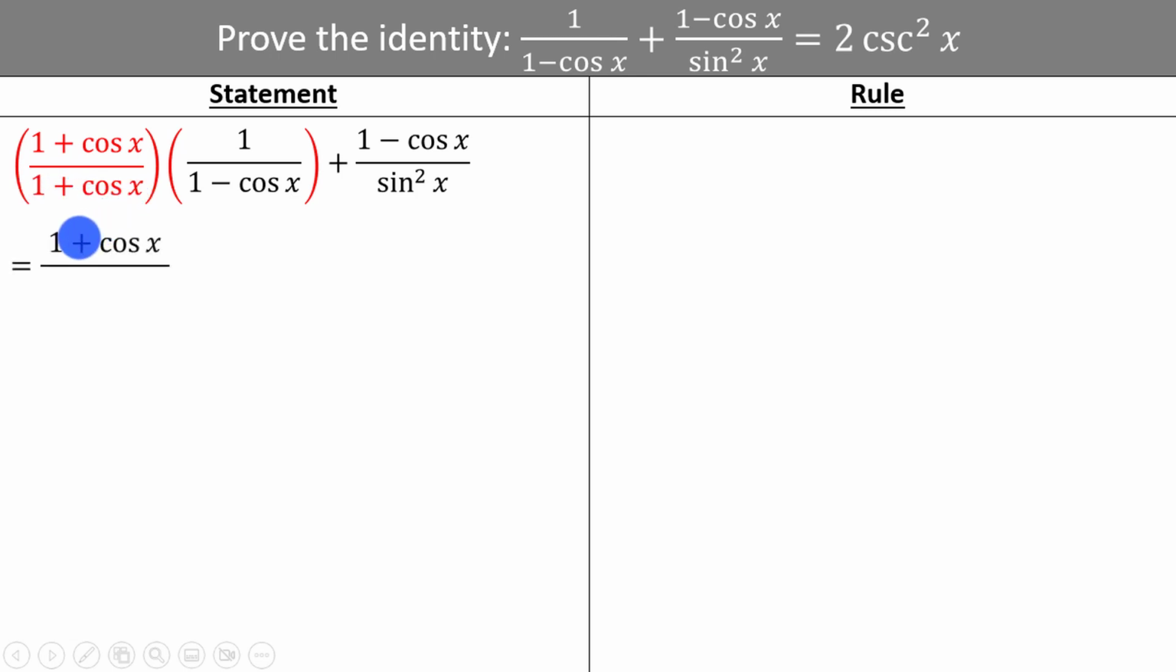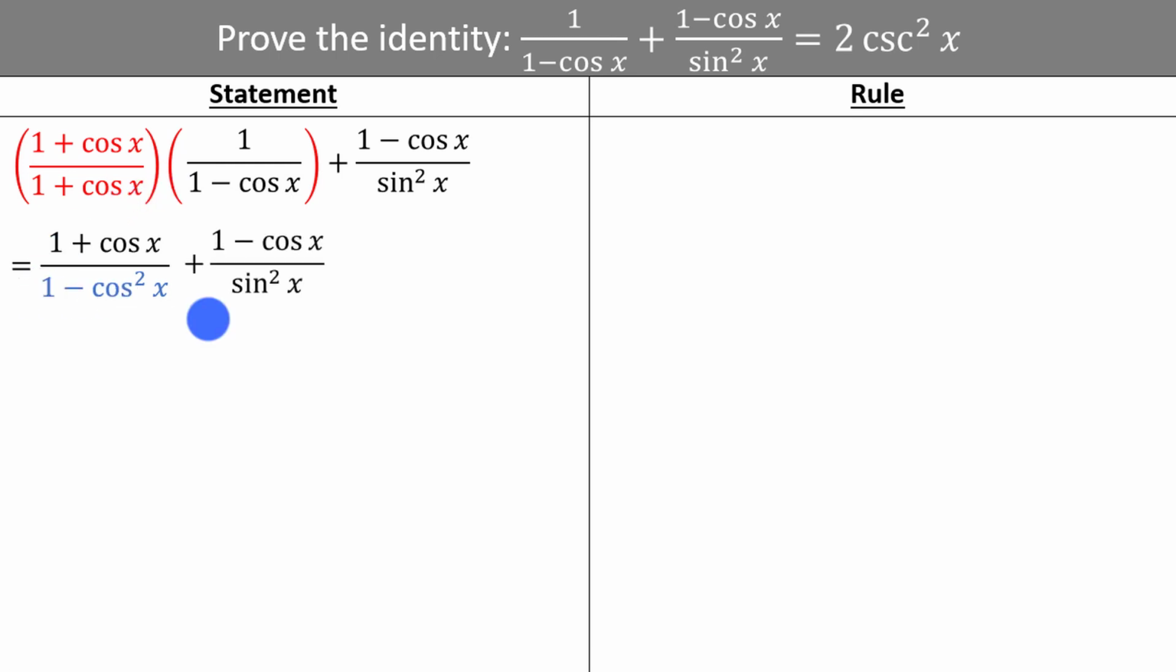In the numerator, I have just 1 plus cosine of x, and in the denominator, since I am multiplying by conjugates, the two middle terms will cancel each other out in FOIL. I will be left with just 1 minus cosine squared of x. If you need to write out the remaining terms in FOIL, go ahead, but you will see that the middle two terms will be negative cosine of x and positive cosine of x, which would cancel each other out, and we would just be left with 1 minus cosine squared of x.